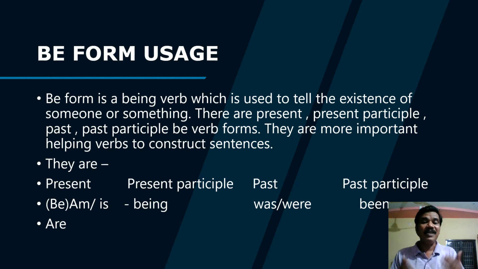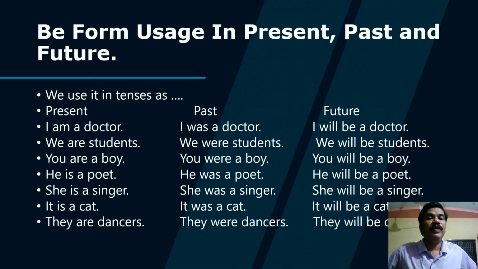Okay. Now what is the meaning of be in Telugu? Be means undu, unnadi, unnadu, unnaru, unnavi. Like this, there is someone, there is somebody, there is something. When we want to say like this, we should use a being verb. It's very important. So today we are going to learn how to use this be form in present, past and future tense. Okay students, we use be form in present, past and future like this.